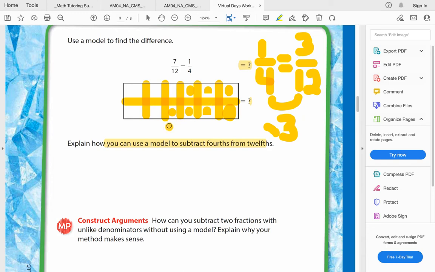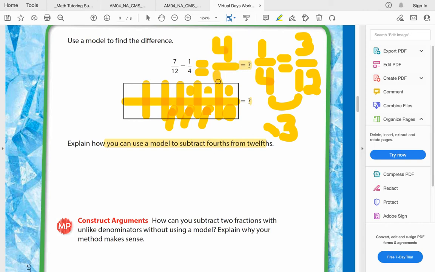Okay. Well, we're crossing this one out, we're crossing this one out, and we're crossing this one out. And that leaves us with 1, 2, 3, 4/12. So our answer, the difference between 7/12 and 1/4 is 4/12.